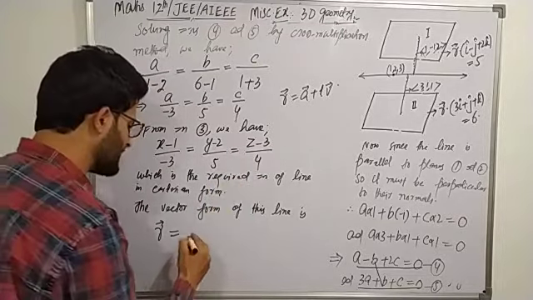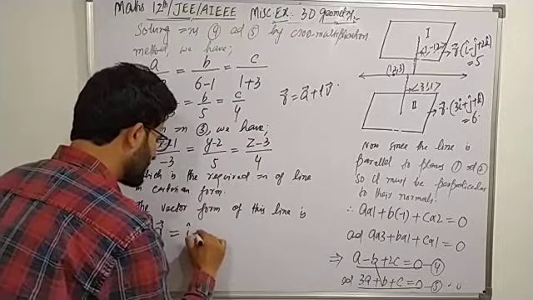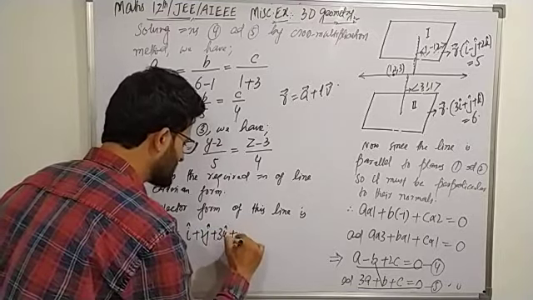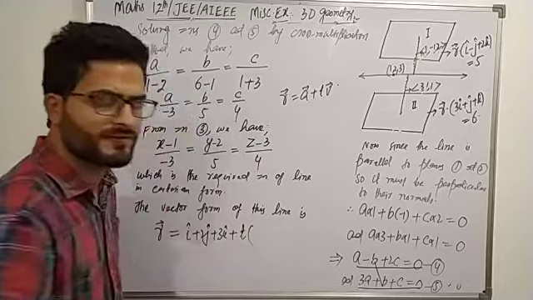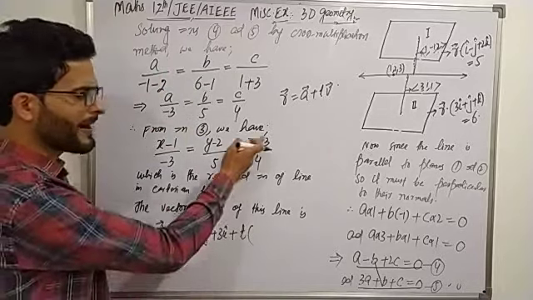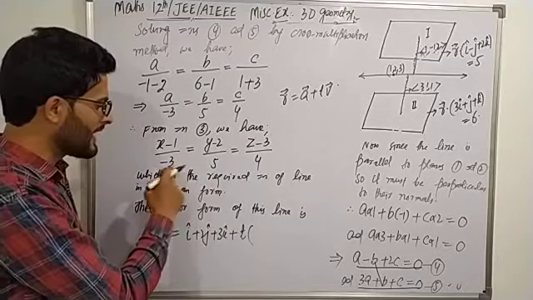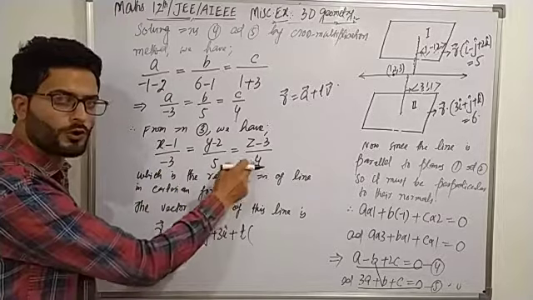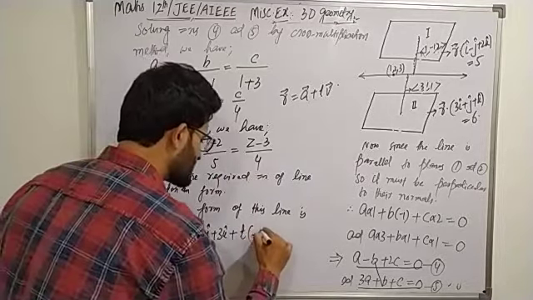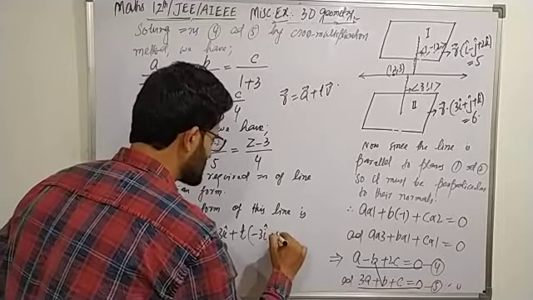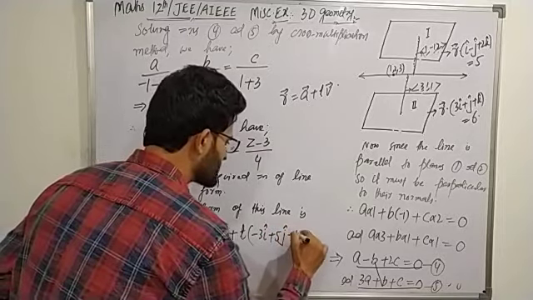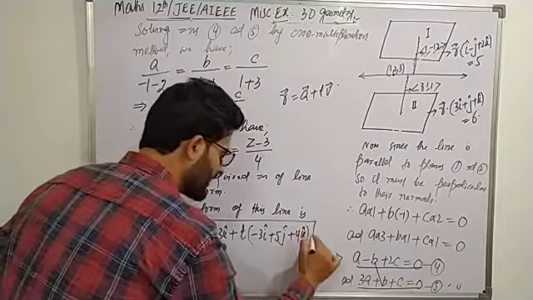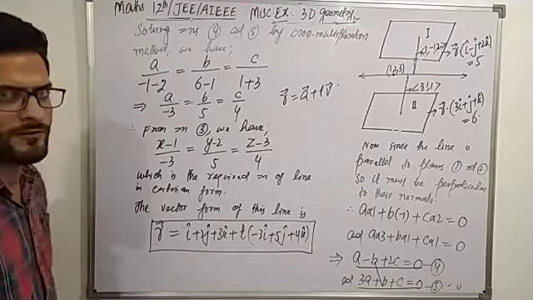तो position vector क्या बनेगा? i plus 2j plus 3k plus lambda times v. V is a vector which is parallel to the line, and the direction ratios of the vector are -3, 5 and 4. So the vector must be -3i plus 5j plus 4k. So this would be the required equation of a line in vector form.